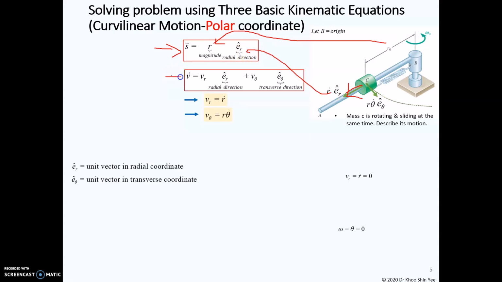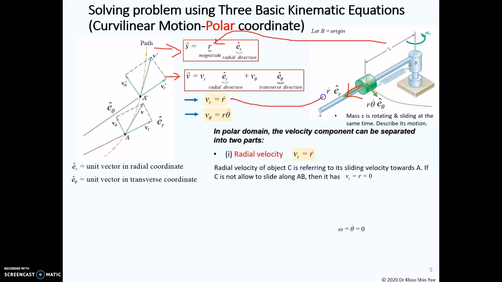Next, we can find the velocity vector by using this formula. First of all, you have the radial velocity in the radial direction here, R dot. This velocity is also called the sliding velocity because the mass C is moving towards A and the radius changes with respect to time. If the mass C is not allowed to slide along the arm AB here, then the radial velocity of the mass C will be equal to 0.